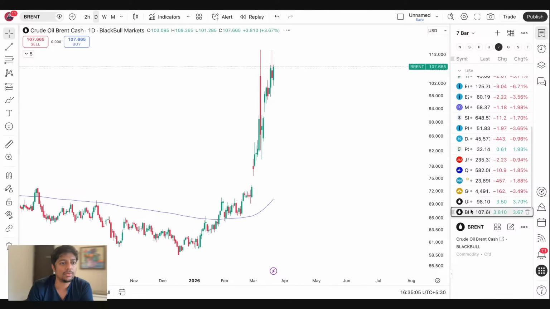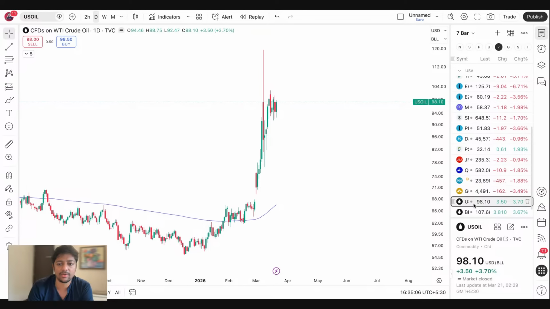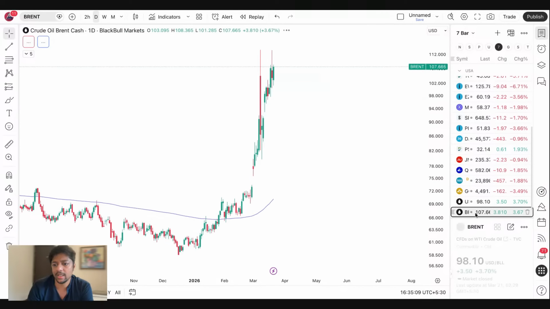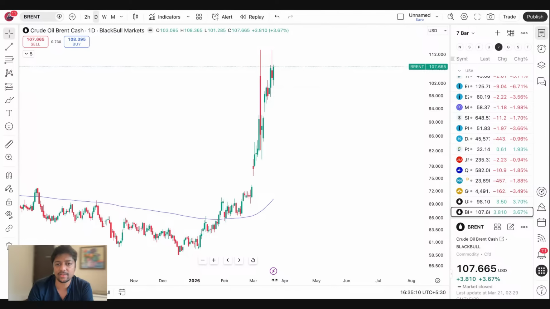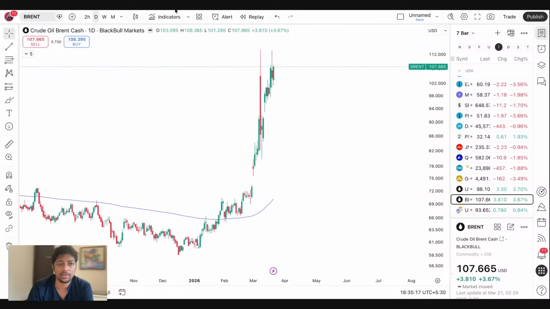Coming to, let's look at Brent. Okay, you can look at WTI. I mean, you can look at either or. If you look at Brent crude, it is now at 107. It is still high. It has not gone down. It is still high, which is not a good sign again. Because see, for us to understand when will the market go up, a lot of you guys might have that question.